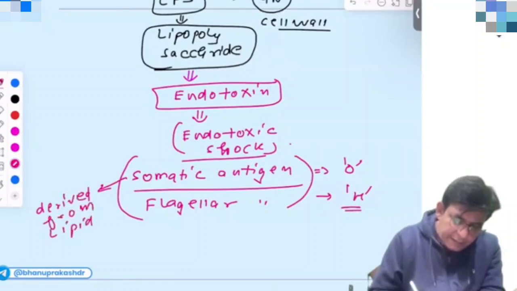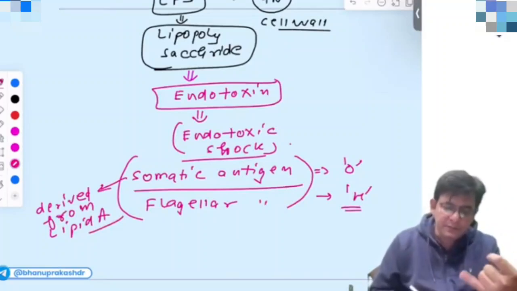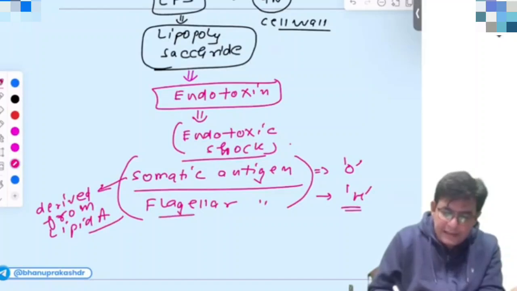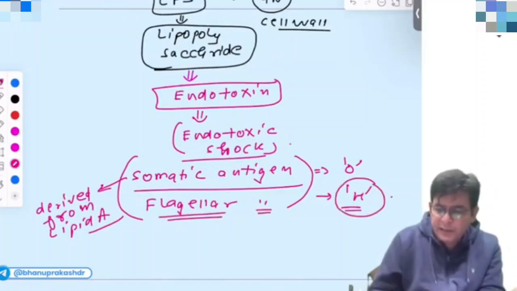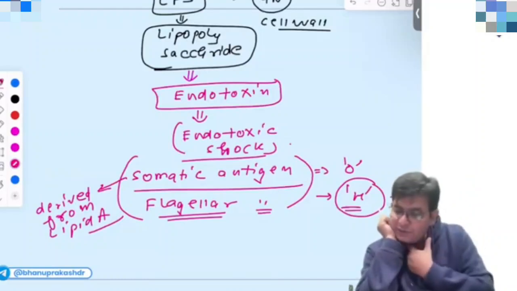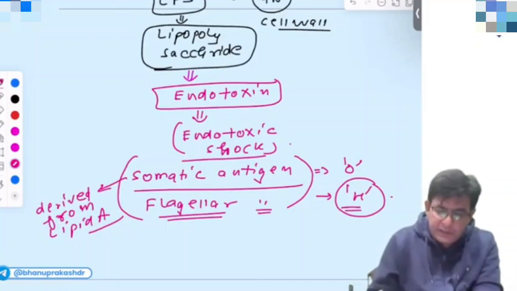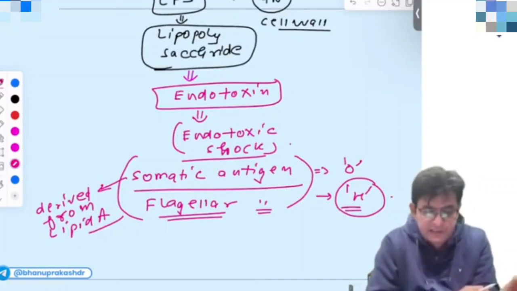Fine. So this somatic antigen is derived from lipid A of the lipopolysaccharide, and this is the flagellar antigen. It is denoted by this particular H. Actually, these are Greek words. O is somatic antigen, flagellar antigen is H.